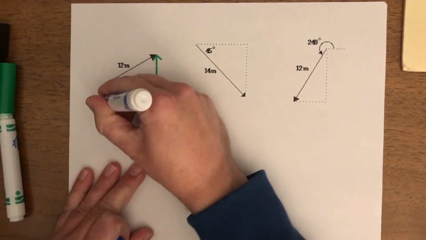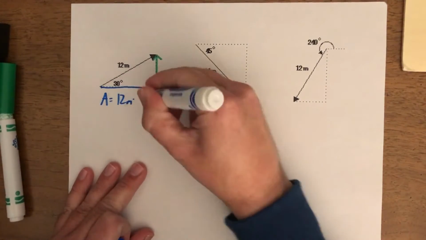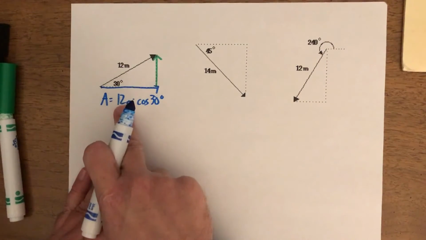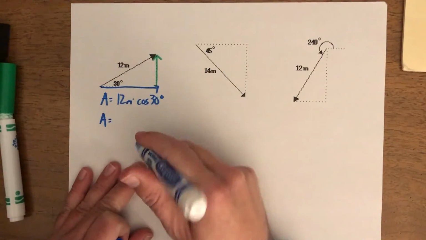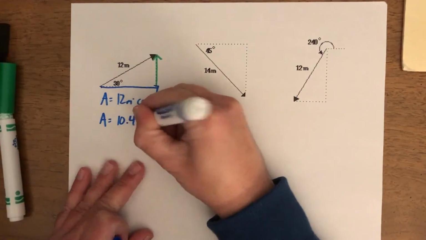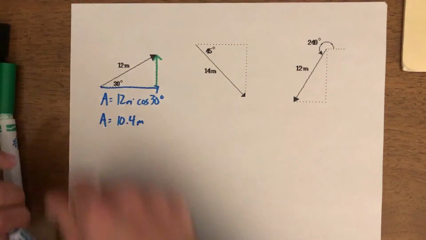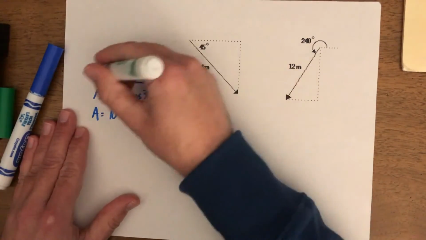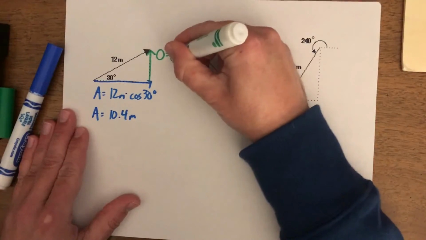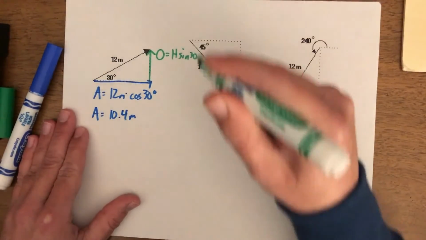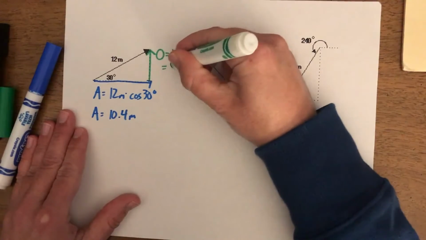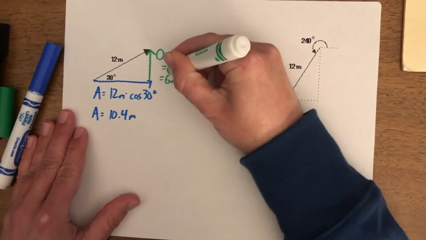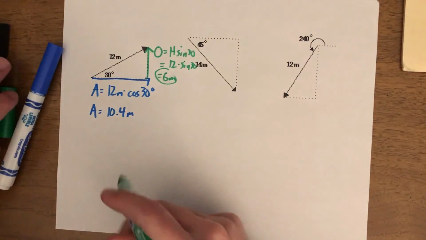To find the adjacent side here, the adjacent side is always the hypotenuse times the cosine of the angle. So 12 meters times cosine of 30. If you plug that in, you will get 10.4 meters as your adjacent side here. What about this one right here? This is the opposite to the angle. So that's when we use sine. The opposite side is equal to the hypotenuse times the sine of the angle. So in this case, that will be 12 times sine of 30, and that works out to be 6 meters. So this side is 6 meters right there.